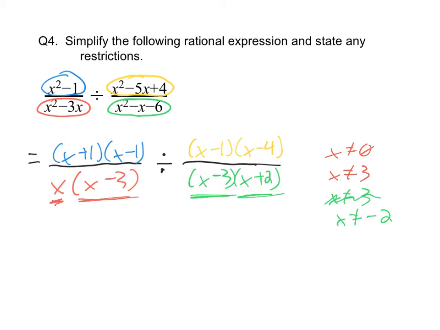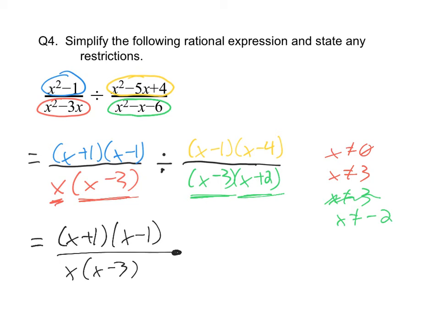Now we're going to reciprocate the second fraction. So we will have x plus 1 times x minus 1 divided by x times x minus 3. And we're going to multiply that by the reciprocal of the second fraction. So we will have x minus 3 times x plus 2, and all of that is divided by x minus 1 times x minus 4.